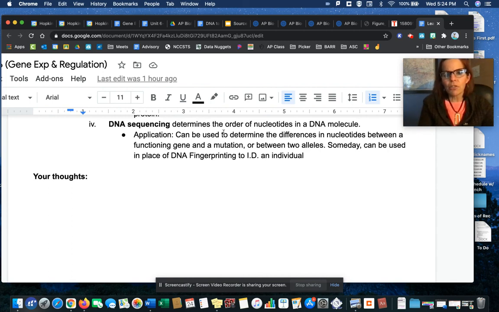So it can be used to determine differences in nucleotide sequences between a functioning gene and a mutation, or between two alleles. What gives somebody brown eyes and what gives somebody blue eyes? We don't know yet. Someday we'll know the exact letters and why that is. And someday it can be used to replace DNA fingerprinting to ID an individual.